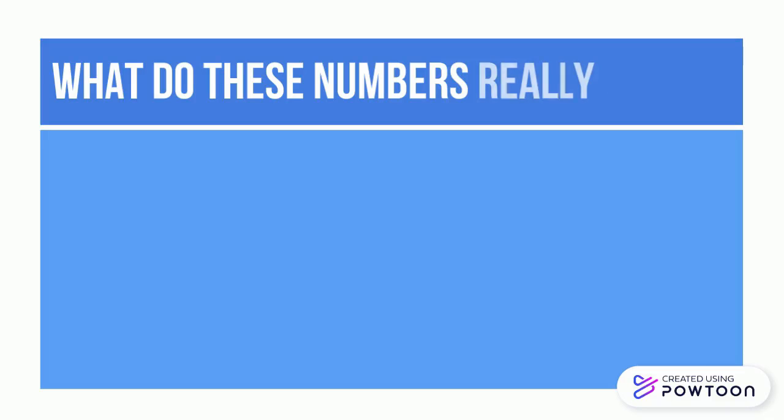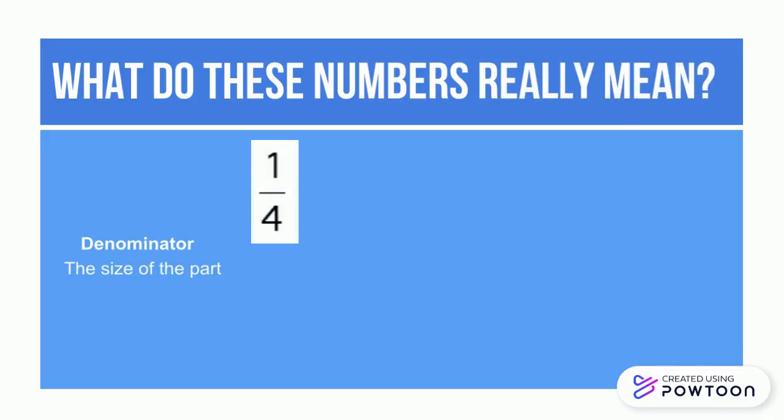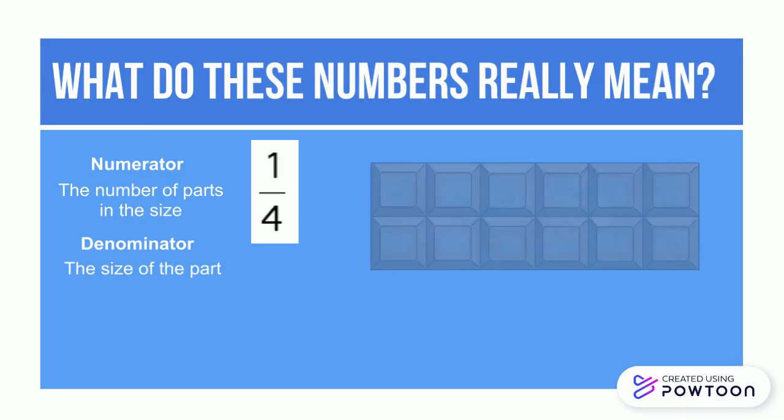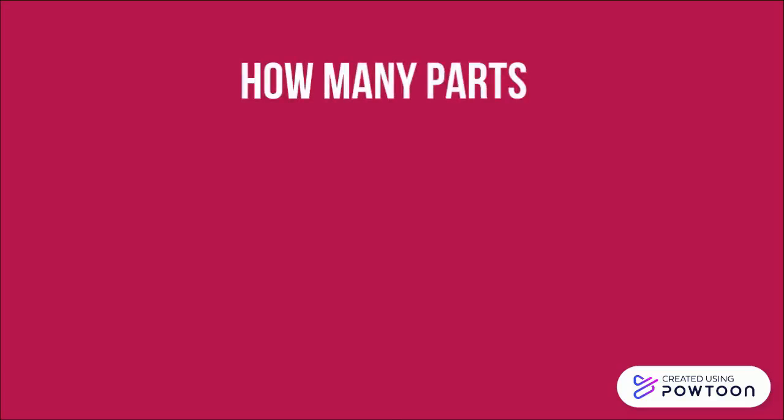But what do these numbers really mean? The bottom number is called the denominator and it represents the name or size of the part. The top number is called the numerator and it represents the number of parts of that name or size. So here we could say that 4 is the size of the block of chocolate and 1 is the number of quarters. Did you know that fractions are not only used to show how many parts, but how much?